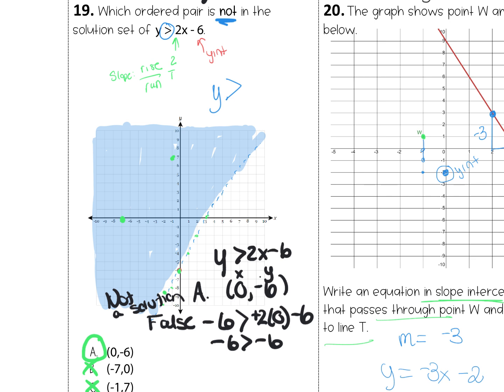The other way you could do this is with a point, and its ordered pair is -1, 1. And you could have written out that y equals -3x plus b and plugged in a 1 here and a -1 in there and done solve, and it would have told you that b equals -2. Either way will absolutely work.